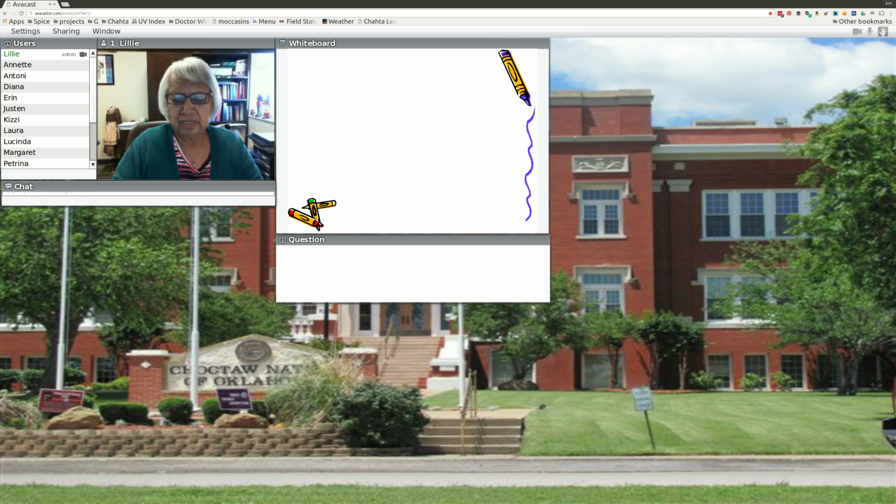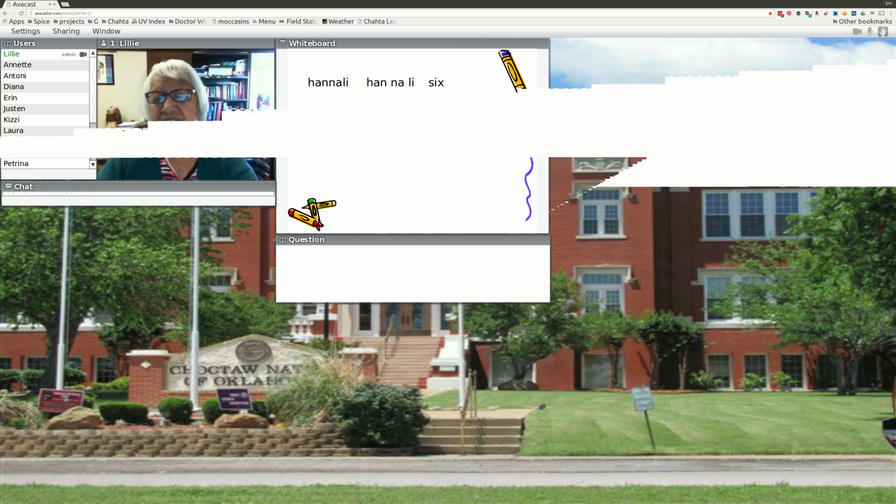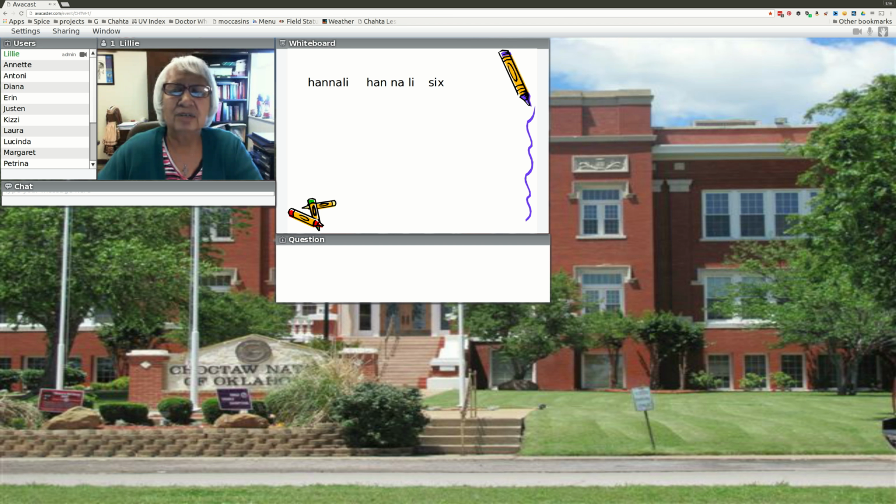We have a word that is spelled H-A-N-N-A-L-I. We've already gone over this word in our numbers. The word for six is hanali. Notice that you have a double consonant.